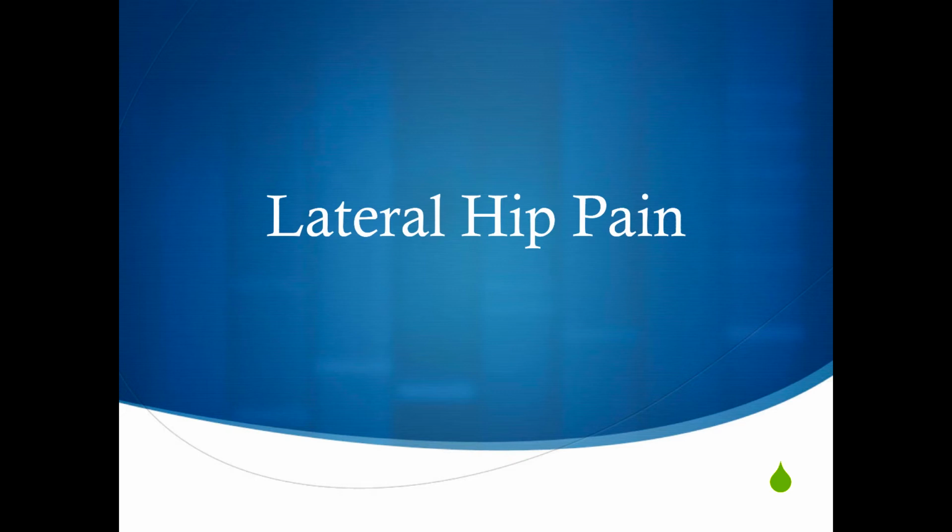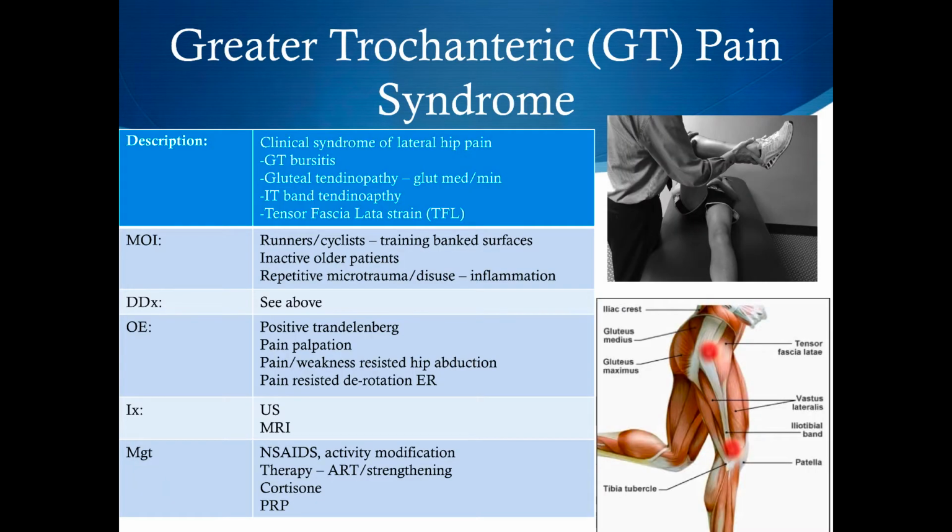So this is presenting over the lateral iliac crest and down the lateral aspect of the thigh. So one of the most common causes you need to start thinking about in the sports injury clinic setting is greater trochanteric pain syndrome. And this is a syndrome, so it includes a variety of anatomic causes specifically.